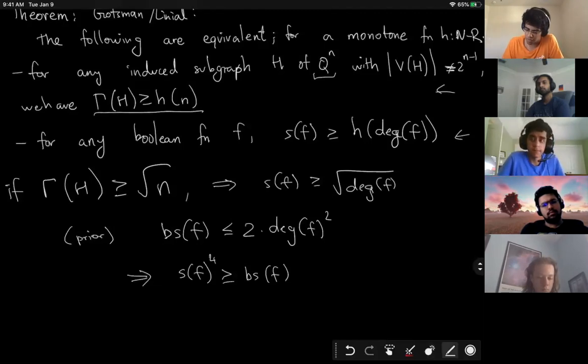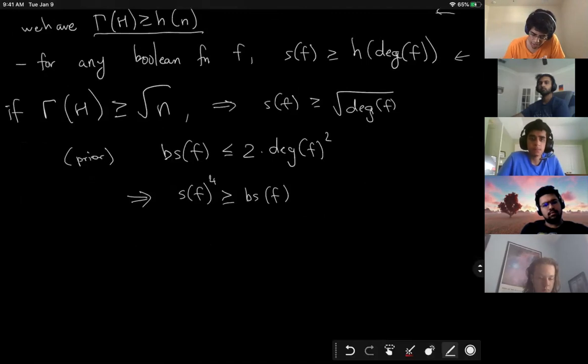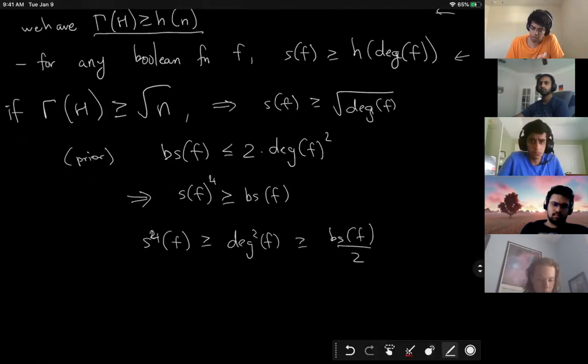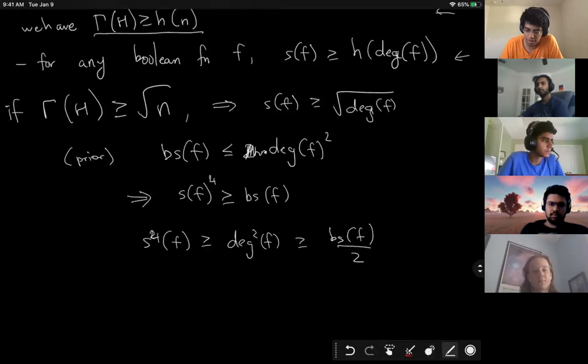Yeah, because if you square this equation, or fourth power it, then s to the fourth of f is greater than or equal to the degree squared of f, which is greater than or equal to the block sensitivity of f over 2. Oh, okay, this makes sense. The 2 goes away. Why would you mention this result if you're just going to talk about another one later? I don't know, man. Okay, this is clear.